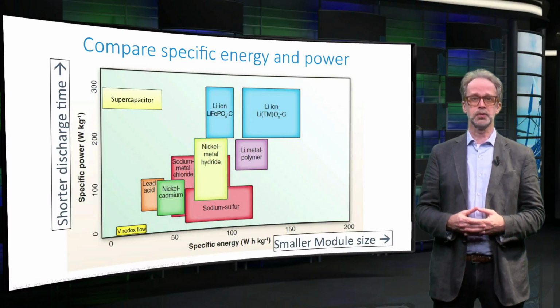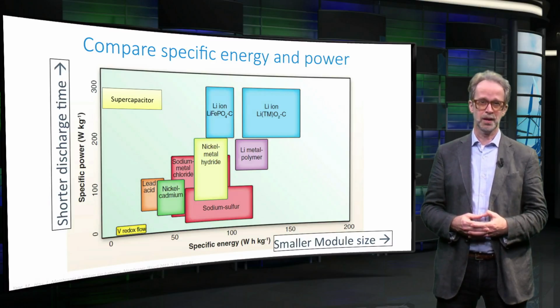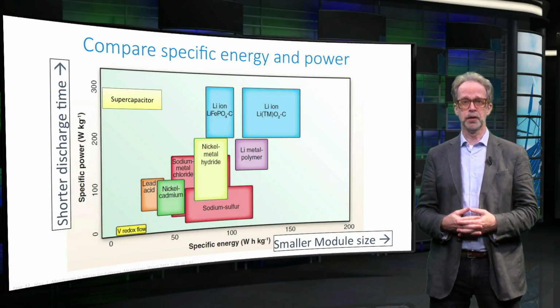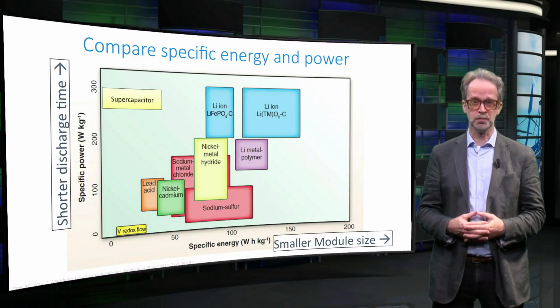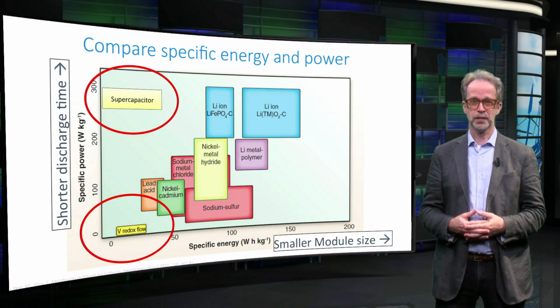Now we compare the electric storage systems that we discussed in terms of power and energy per kilogram. We observe the low power and energy density of the redox flow systems, which is due to the low energy density of the electrolyte.